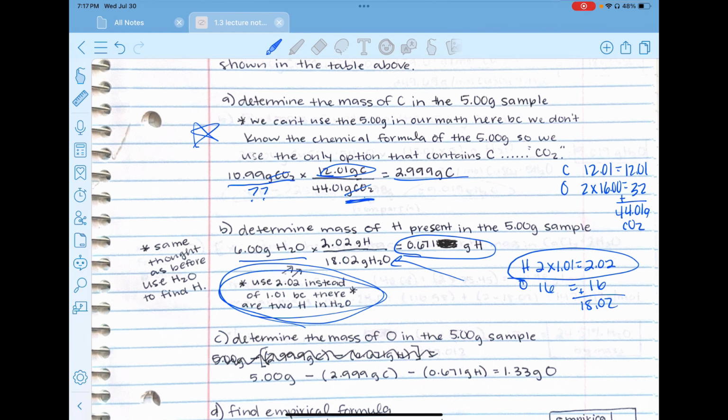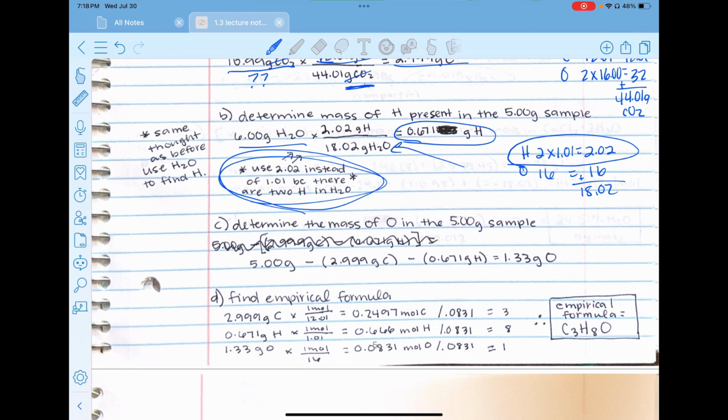Or because we know this thing only contains carbon, hydrogen, and oxygen here, and we already know what these 2 things are, we know that all 3 of them, carbon, hydrogen, and oxygen, have to add up to equal 5 grams. So because we know the total is 5, and we already have 2 of the 3 parts that make up the 5, we can just subtract and get the difference to find oxygen. Feel free to do it the other way if you'd like, but I tend to lean towards the most direct way. So 5 grams minus our 2.999 grams of carbon that we found in part A, minus the answer from part B, 0.671 grams of hydrogen, leaves us with 1.33 grams of oxygen.